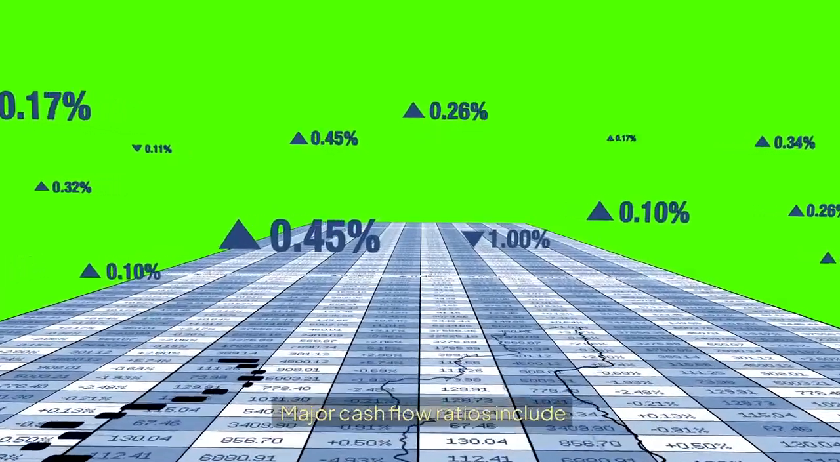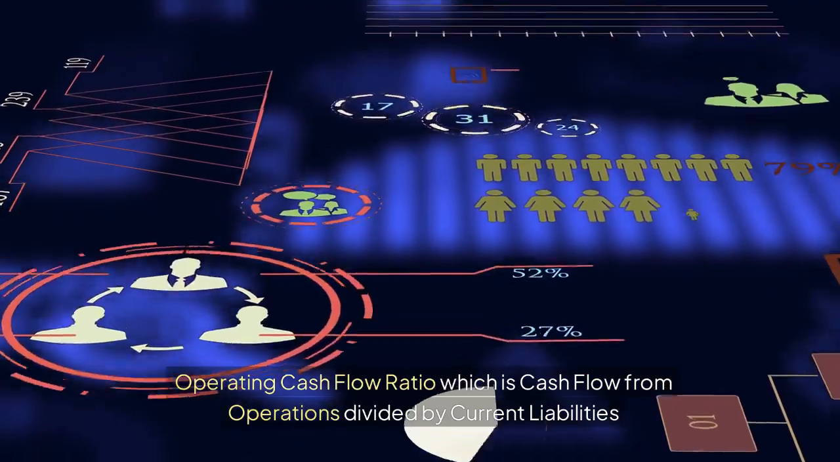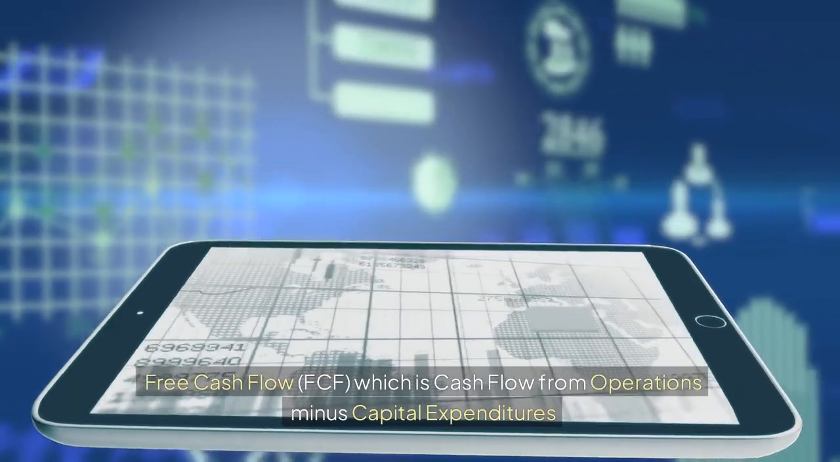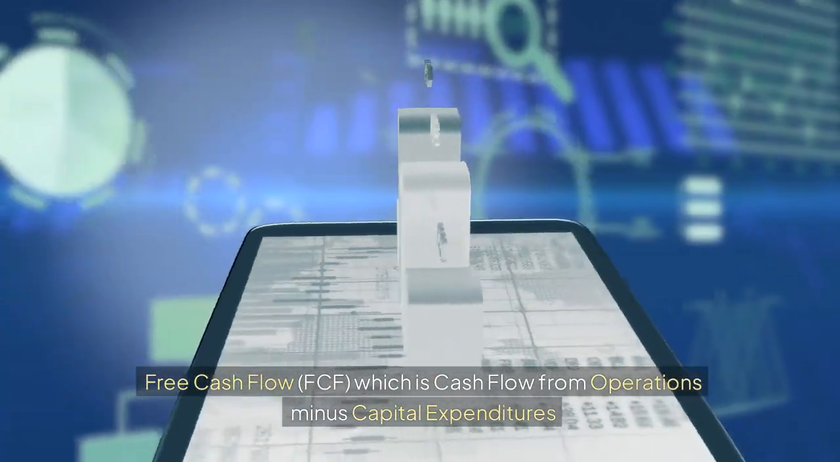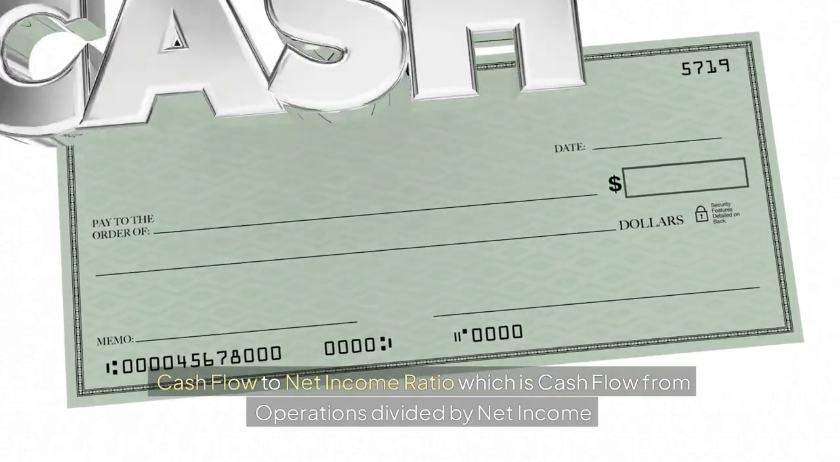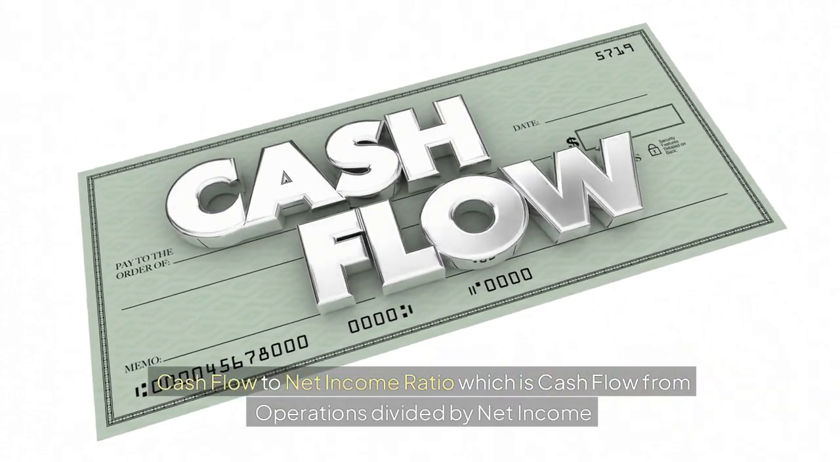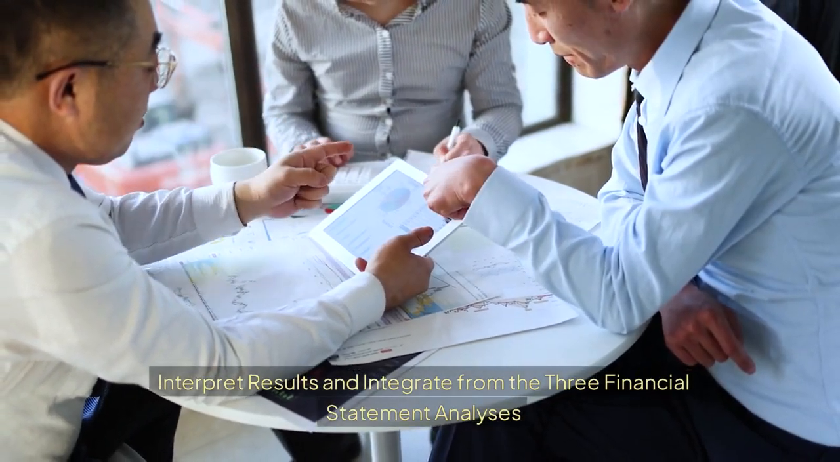Major cash flow ratios include operating cash flow ratio, which is cash flow from operations divided by current liabilities; free cash flow, FCF, which is cash flow from operations minus capital expenditures; cash flow to net income ratio, which is cash flow from operations divided by net income. Interpret results and integrate from the 3 financial statement analyses.